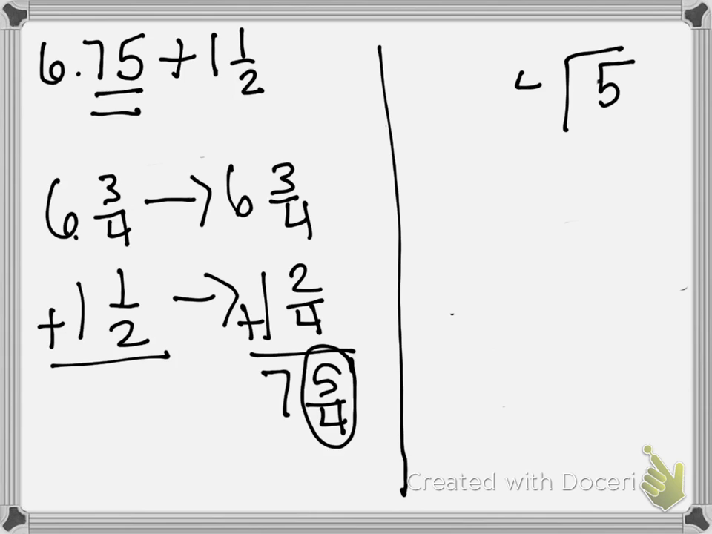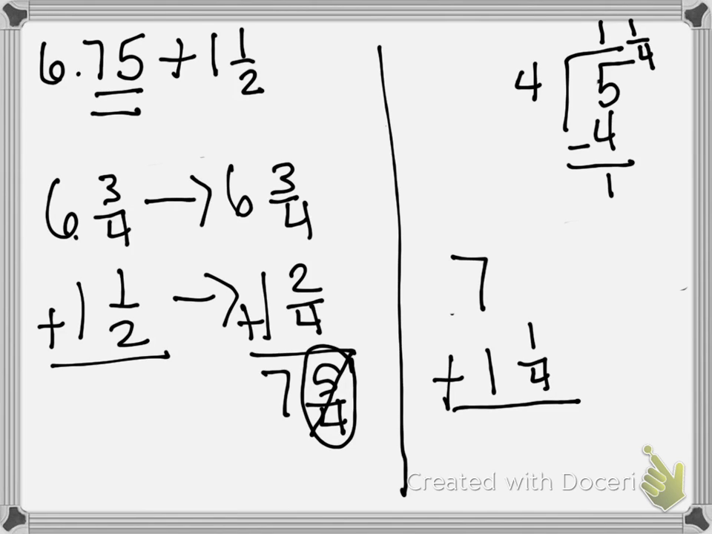5 divided by 4. 4 goes into 5 one time. And when we subtract, we have 1 left over, but we're going to write that as a fraction. So it's 1 1/4. So that 1 1/4 is going to be added to 7. We're crossing out the 5/4 because we've already changed it to a mixed number. So now we have 7 plus 1 1/4.